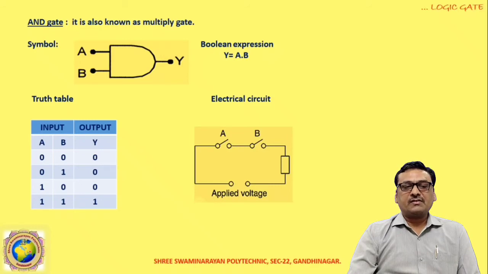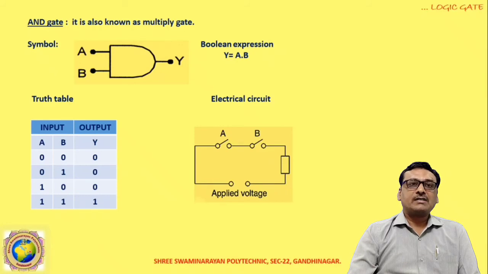In the same way, we check with the electric circuit. Here I take A and B as switches in series form. Switch A has 2 combinations, 0 and 1, and B also has 2 combinations, 0 and 1. These 2 switches are in series with the applied voltage and the lamp. Suppose voltage is applied and both switches are open.